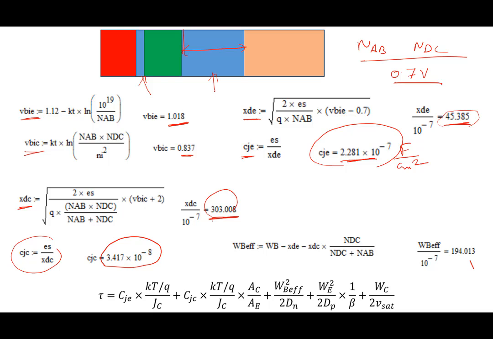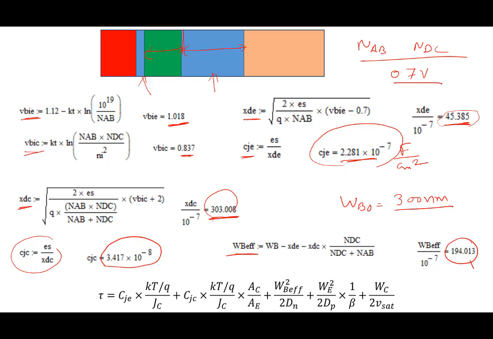emitter-base junction. I also calculate the effective base width, WB effective, this region here. That turns out to be 194. Note that the actual base width that I had taken, WB0, is 300 nanometer, 0.3 micron. Effective base width is coming out to be 194, almost 200 nanometer. 100 nanometer has gone into the depletion regions. So this comes out here, right?